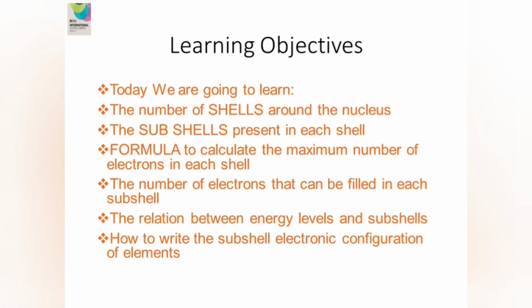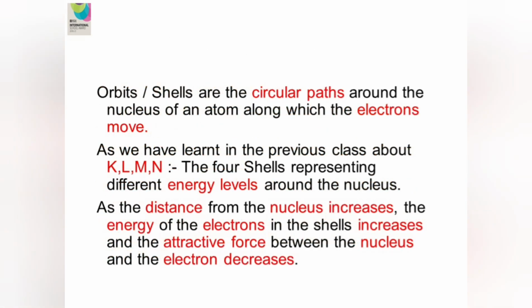Orbits. Now what are orbits or shells? These are circular paths around the nucleus of an atom along which the electrons move. As we have learnt in the previous class about K, L, M, N, the four shells represent different energy levels around the nucleus. As the distance from the nucleus increases, the energy of the electrons in the shells increases, and the attractive force between the nucleus and the electron decreases.